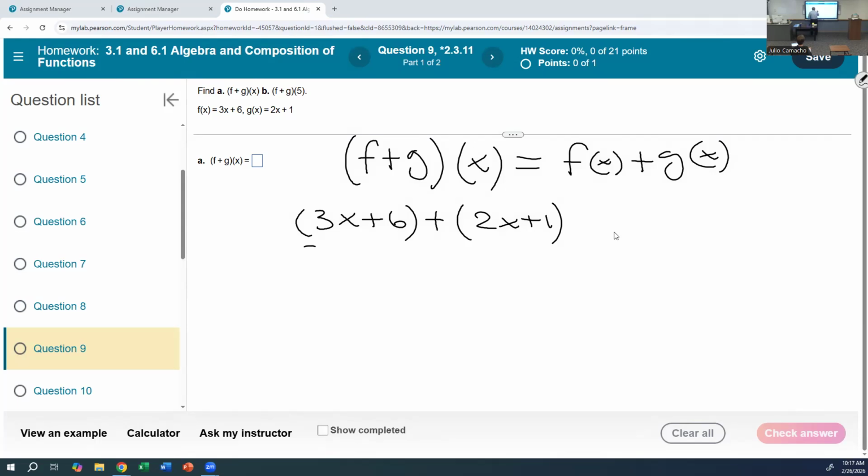We can open everything: 3x plus 6 plus 2x plus 1, and now we need to combine like terms. You have a 3x and a 2x, that will be what? 5x. And then you have 6 plus 1, just a 7. So 5x plus 7, and that is the answer, because there are no more like terms.